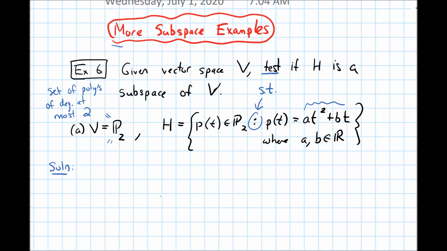So for this problem, let's say I wasn't sure whether this was a subspace or not. What we could do is we could start checking the properties one by one. So let's take a look at what that would look like.